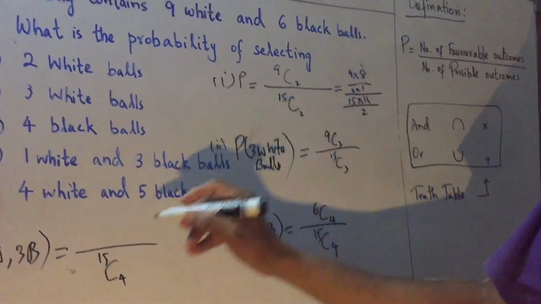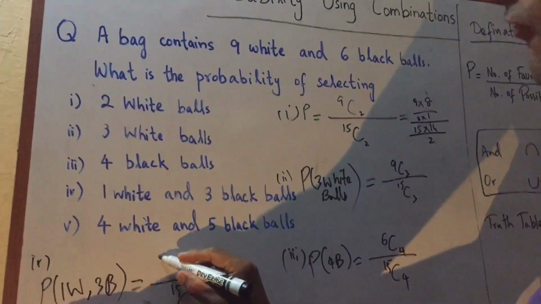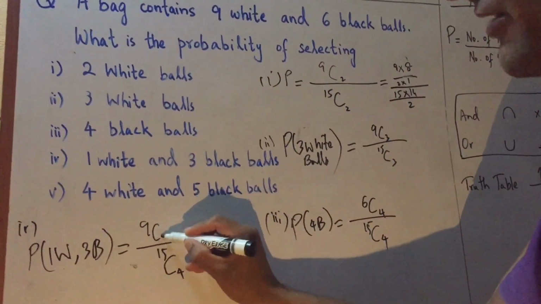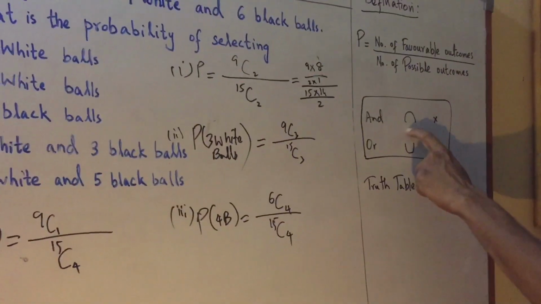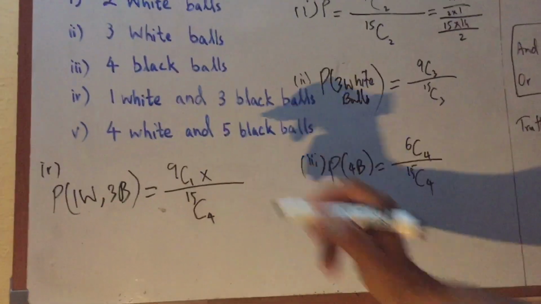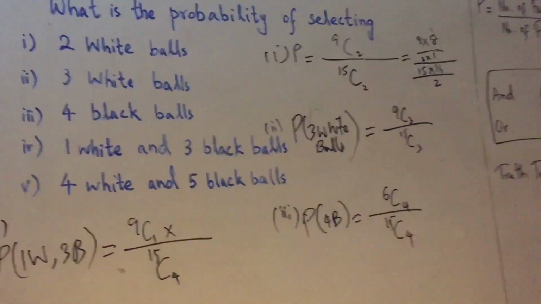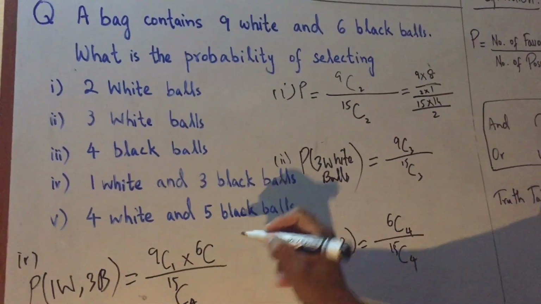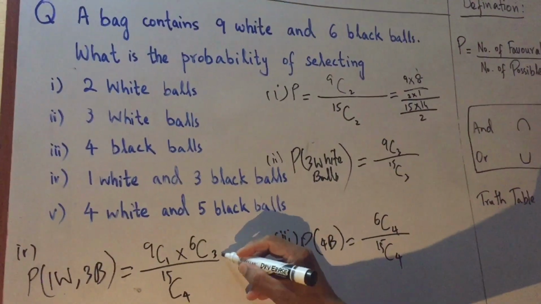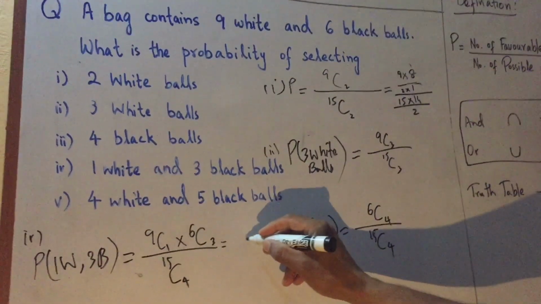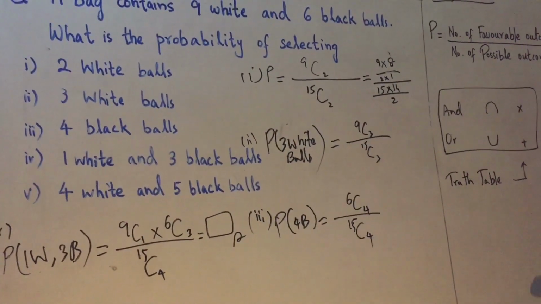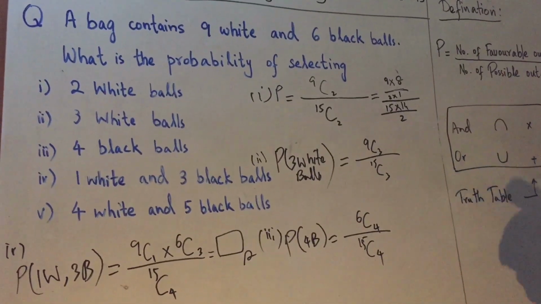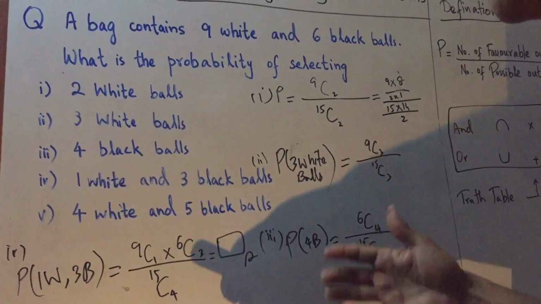The number of favorable outcomes: the 1 white ball, we desire 1 white ball from 9 white balls, so 9C1. According to this formula, AND means multiplication, so we use multiplication. And 3 black balls from 6 black balls, 6C3. Now you solve further, simplify, and then solve. I'm not solving it here, but you solve it at home. I will check later. You can send me a scan copy and I will check it.